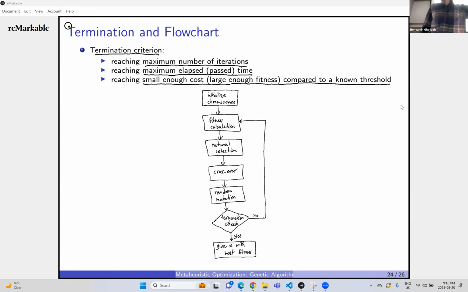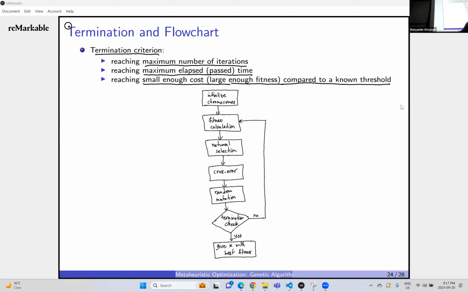Then the offspring or children have random mutation. Not all of them. You can also do it randomly. For every chromosome, generate a random value between 0 and 1. If it is less than 0.5, mutate it. If not, don't mutate it, right? Do some random mutation on some of them or on all of them, then check the termination criteria. If not, go to the next iteration. If yes, return the best solution.